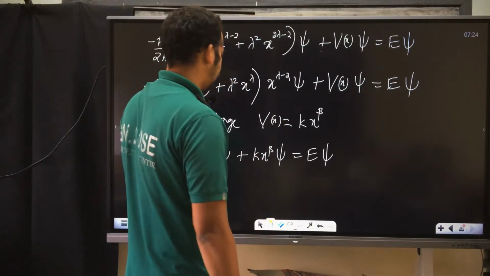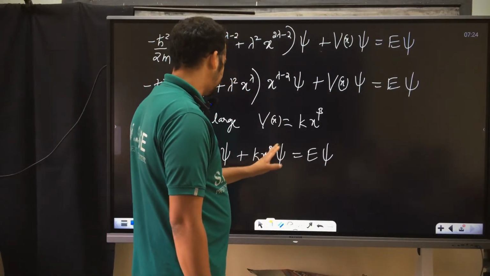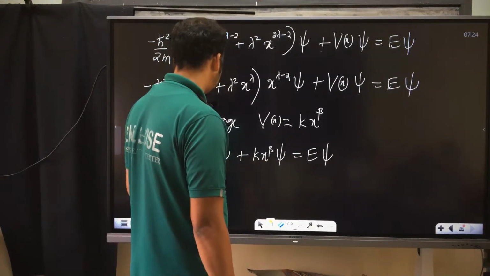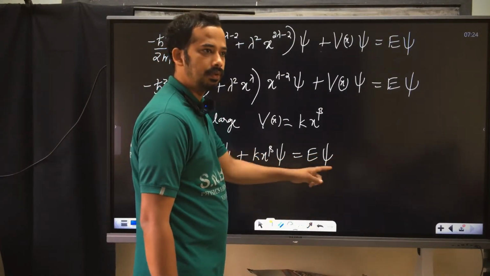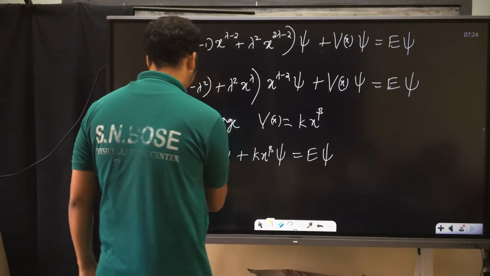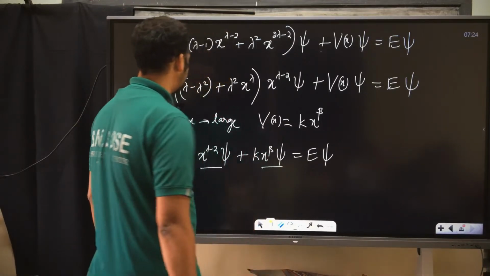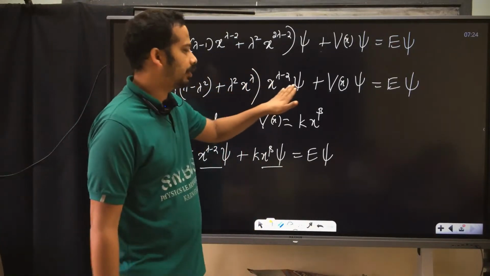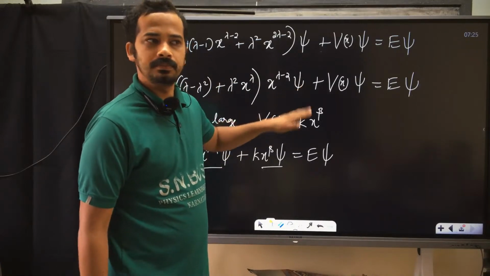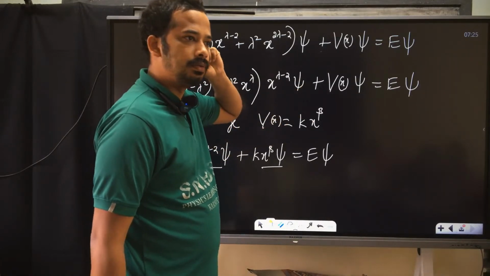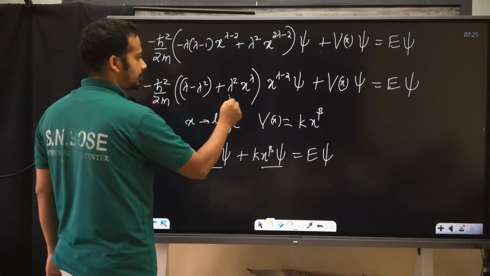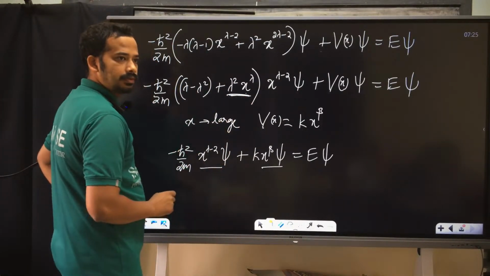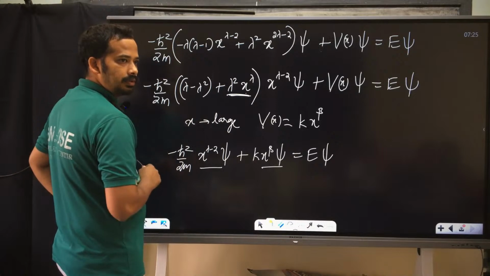Now look at here. Here x power beta psi is there. Here x power lambda minus 2 psi is there. But here only psi is there. Can I approximate this psi as 0 compared to x power lambda minus 2 psi and x power beta psi? You have some x power into psi there. So how can you remove multiplicative terms? When x is very large, when this term is very large, you can remove this term.